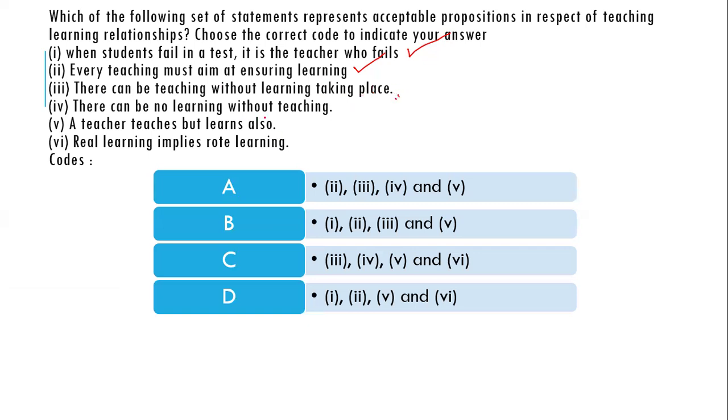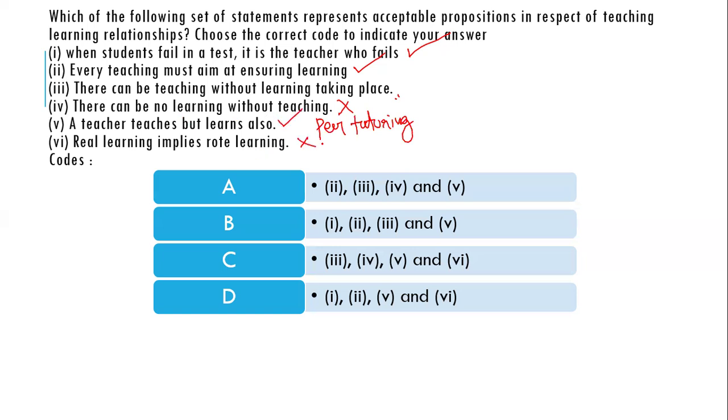We'll check: there can be no learning without teaching. No. Personal learning is also possible, like informal learning. In some cases parents use home teaching also. A teacher teaches, but learners also teach. Maybe that's true. That can be true. Sometimes we have peer tutoring activities like that. So it can be true.